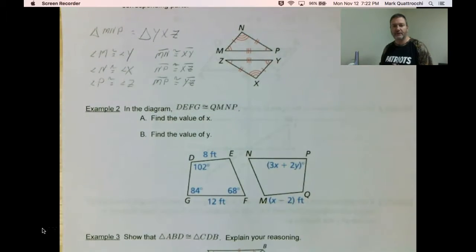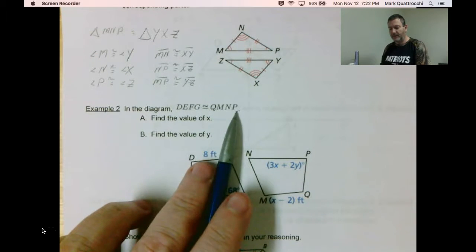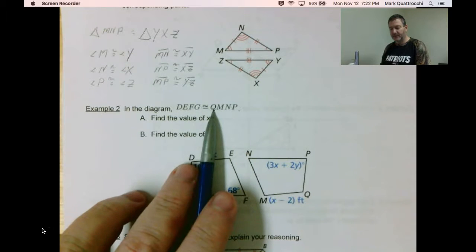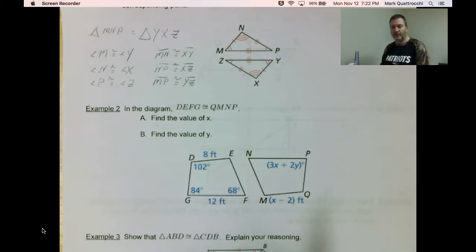Example 2. In the diagram, we have this congruence statement: DEFG is congruent to QMNP. Notice the order of the letters. D must match up with Q, E must match up with M, and so on and so forth. Find the value of x. I could start with this one, but I'm actually going to start with this one because this one only has one variable in it.